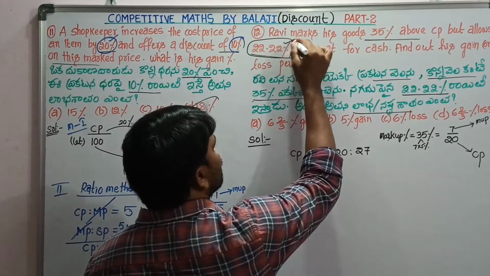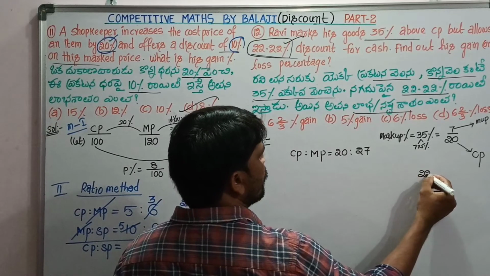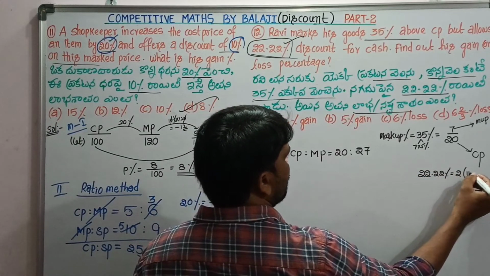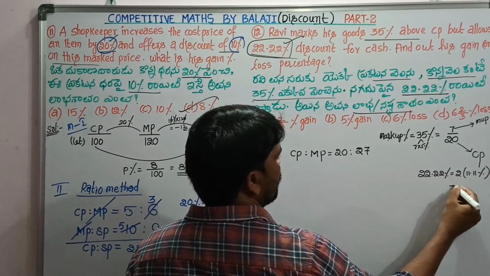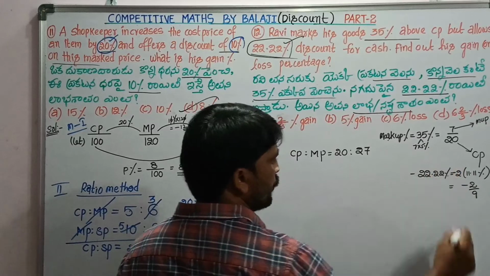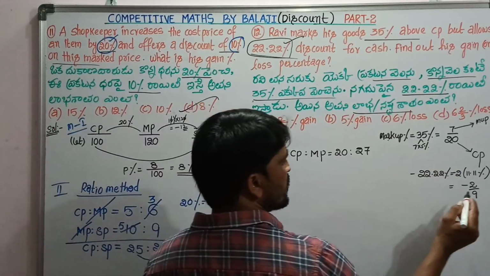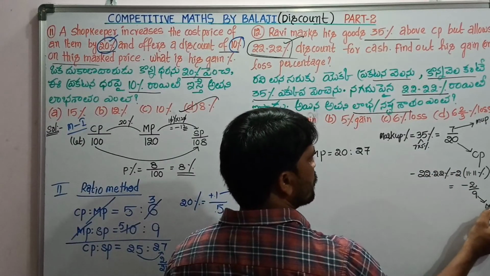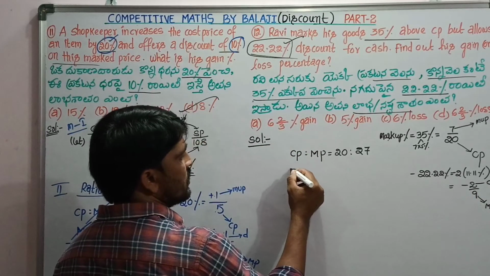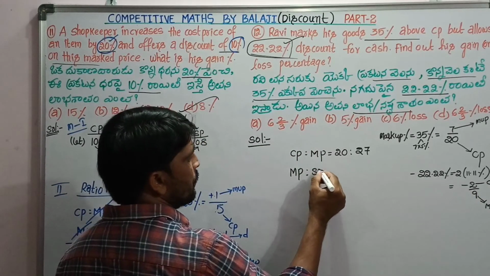And also he allows 22.22% discount. It can be written as 2 times of 11.11%. So that is minus 2 by 9. Since it is discount, we use minus symbol. And discount is always allowed on market price. So denominator is market price.